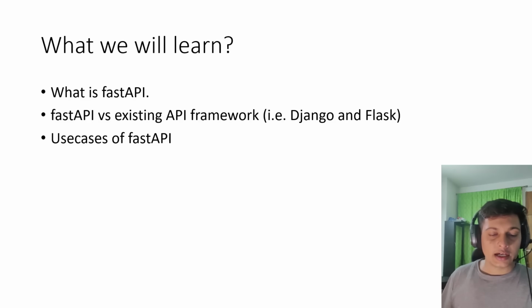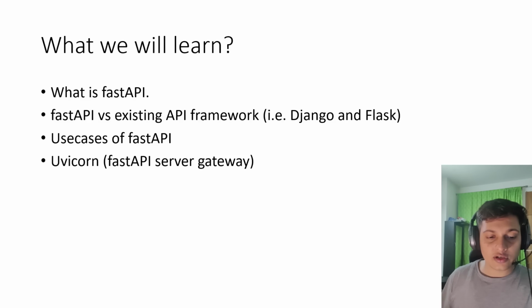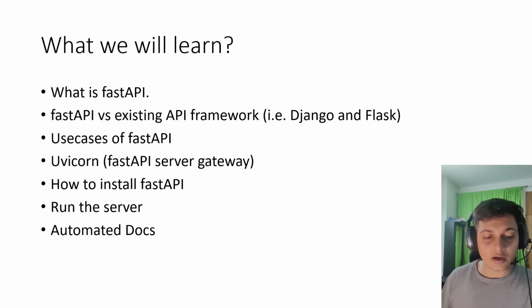What we will learn is what is FastAPI, FastAPI versus existing API frameworks, that is Django and Flask, and use cases of FastAPI. Uvicorn is used by FastAPI as a server gateway. Then how to install FastAPI, run the server, and automated docs. This automated docs feature is really awesome. You don't need to write a single thing about it. All you have to do is provide the data in your methods, or you can say the callable APIs, and it will directly create the complete document with all the data in it.